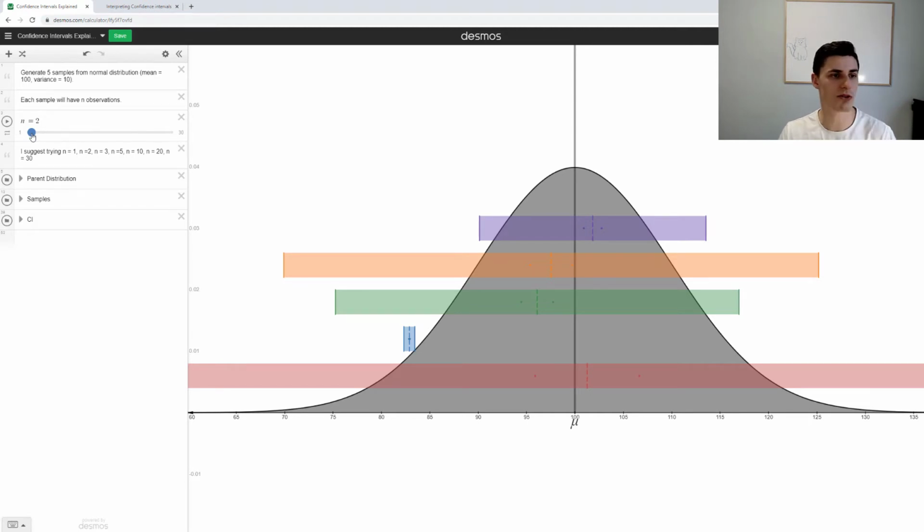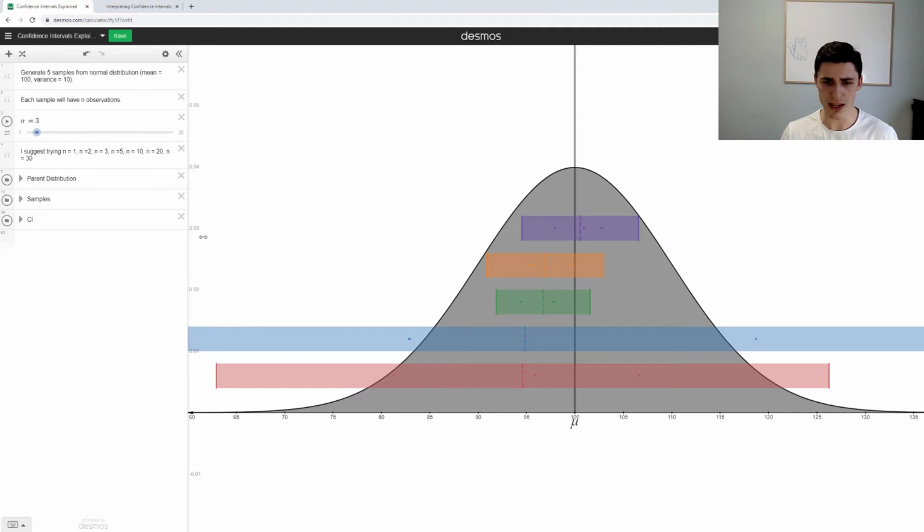So now let's go to 3 observations. And just with one more patient in each study, you see how you have 2 points here and then 1 point here. The blue study now is super wide and it catches the population mean at 100, right? So just one more patient in your study makes a huge difference in interpretation. So that's the danger of having small samples.